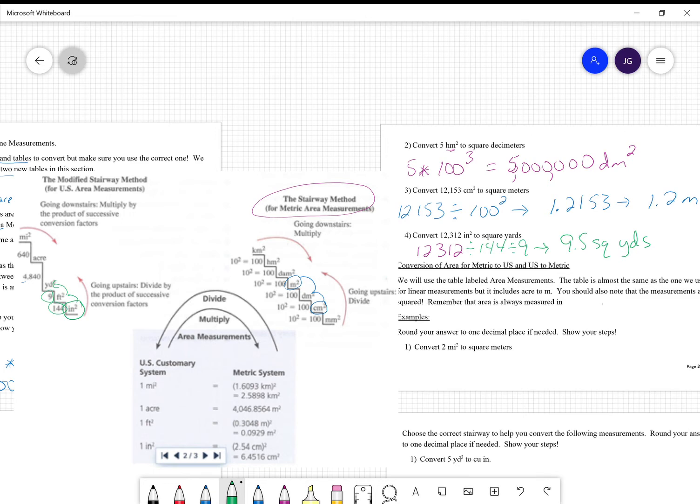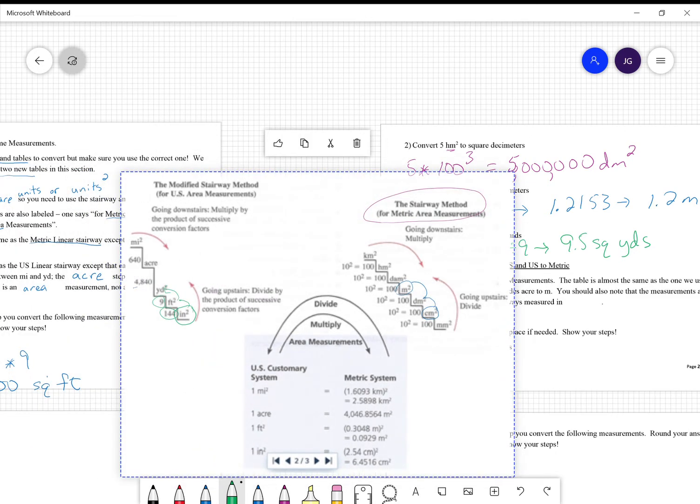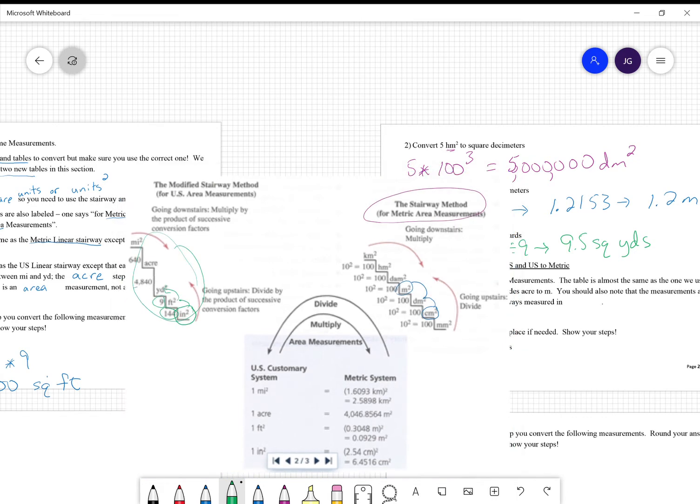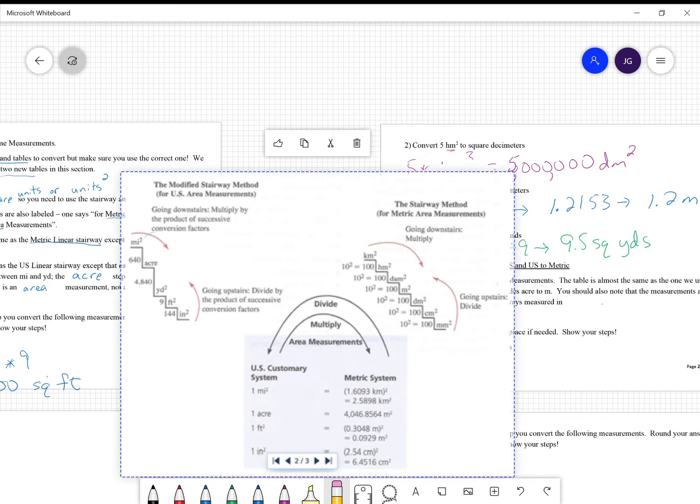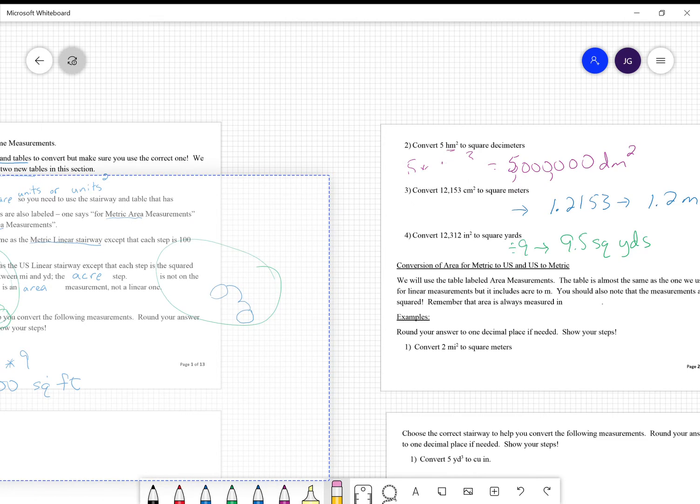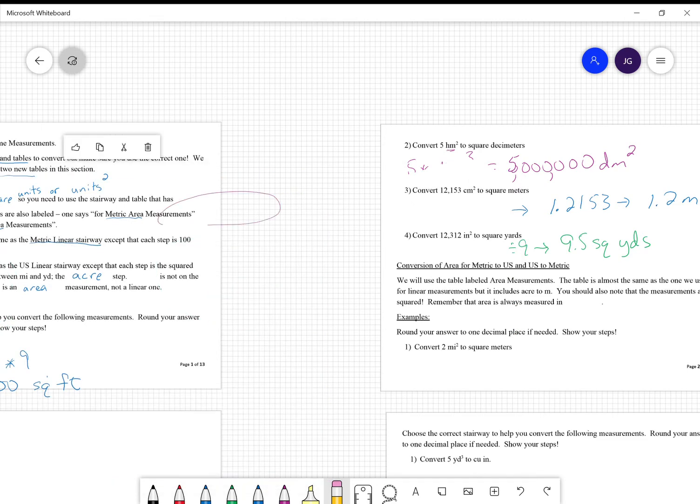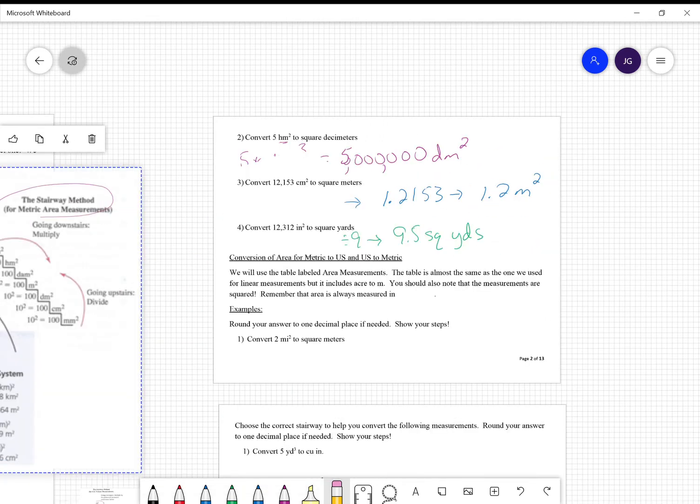Okay, so in these 4 examples, we used either the US stairs or the metric stairs, but nothing in between. That's what comes next.